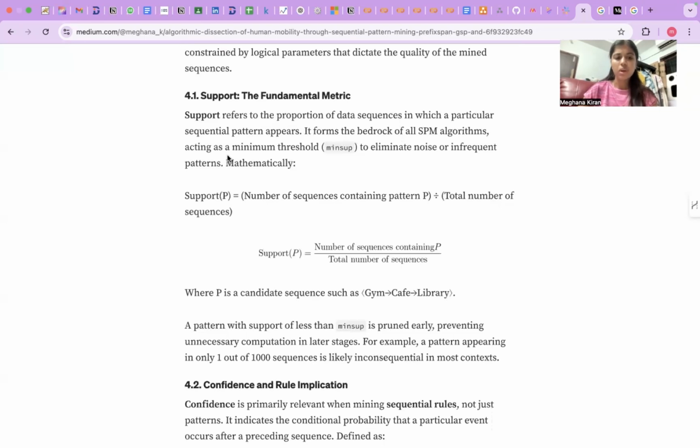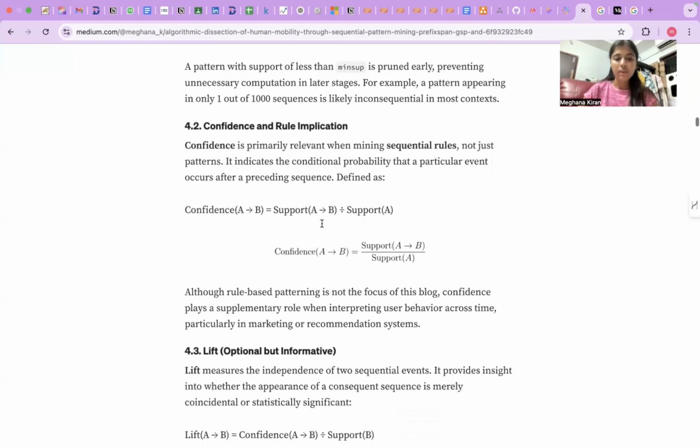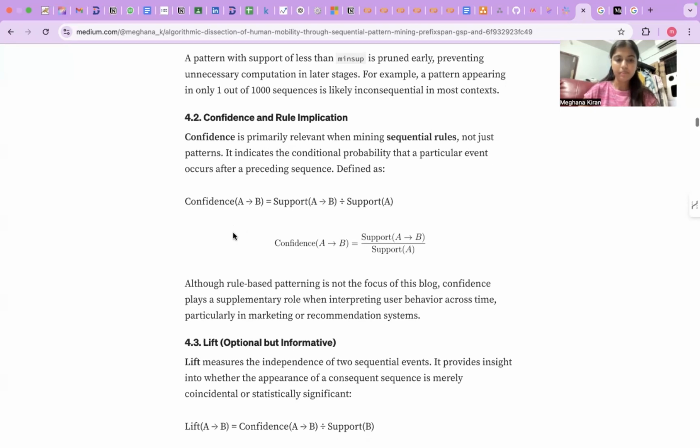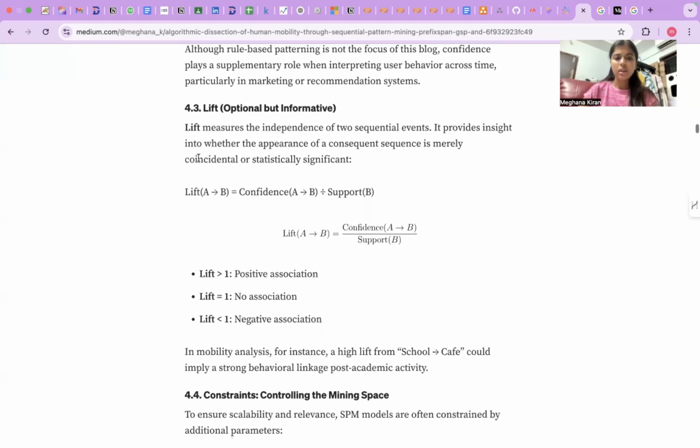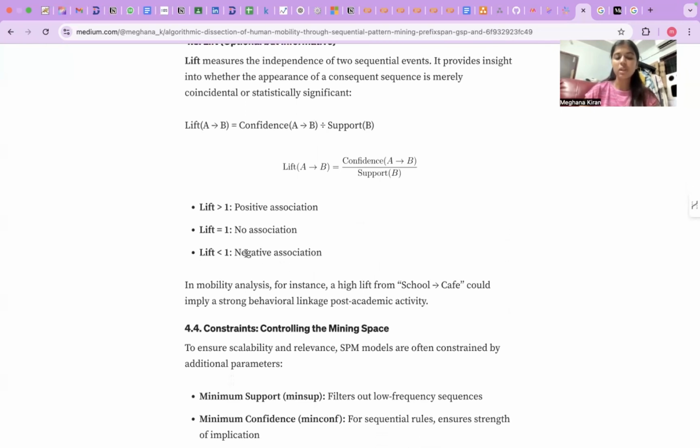First thing is the support. It refers to the proportion of the data sequences in which a particular sequential pattern appears. So support of P is equal to the number of sequences containing that particular candidate sequence divided by the total number of sequences. And then we have the confidence: the support of the sequence A then B divided by the support of A. And lift is the confidence divided by the support of B. If lift is greater than 1, then it is positively correlated. If lift is equal to 1, then it is neutral. And if lift is less than 1, it is a negative association.